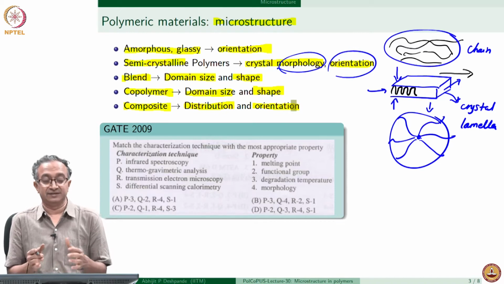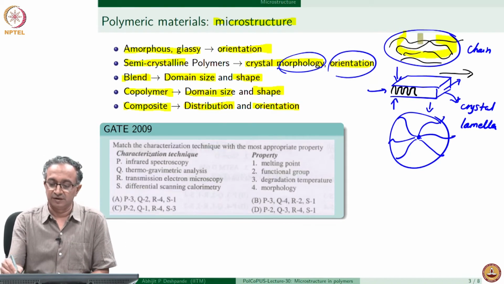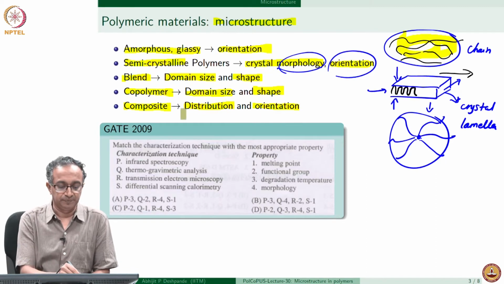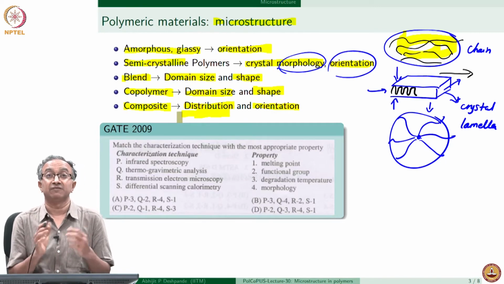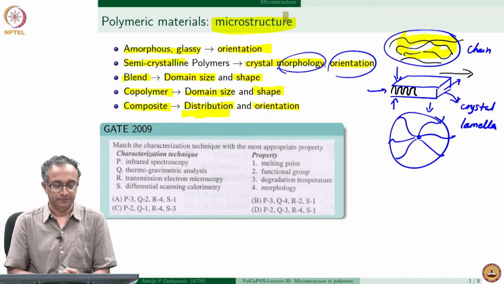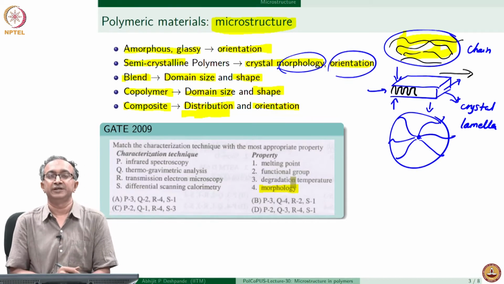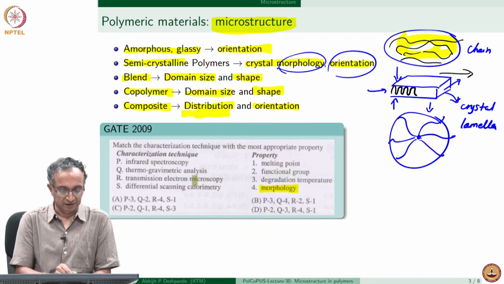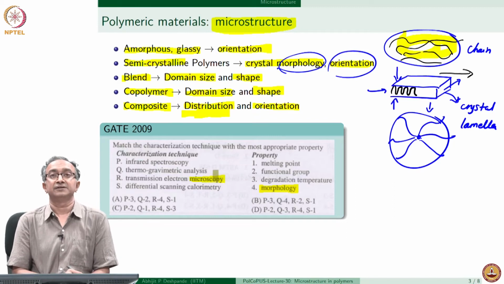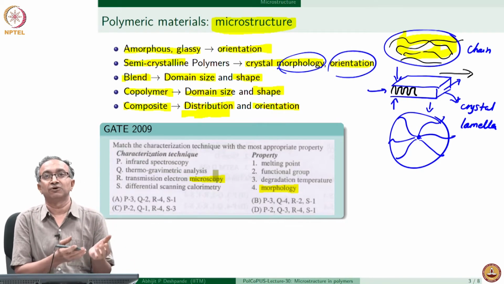So you can see that there is a wide ranging variety, from molecule level to particle level, that we have to look at when we discuss microstructure of polymeric systems. And in this question, for example, morphology, which is what we mean by microstructure, can be looked at using microscopy. There are several types of microscopies. We can look at it optically using an optical microscope.